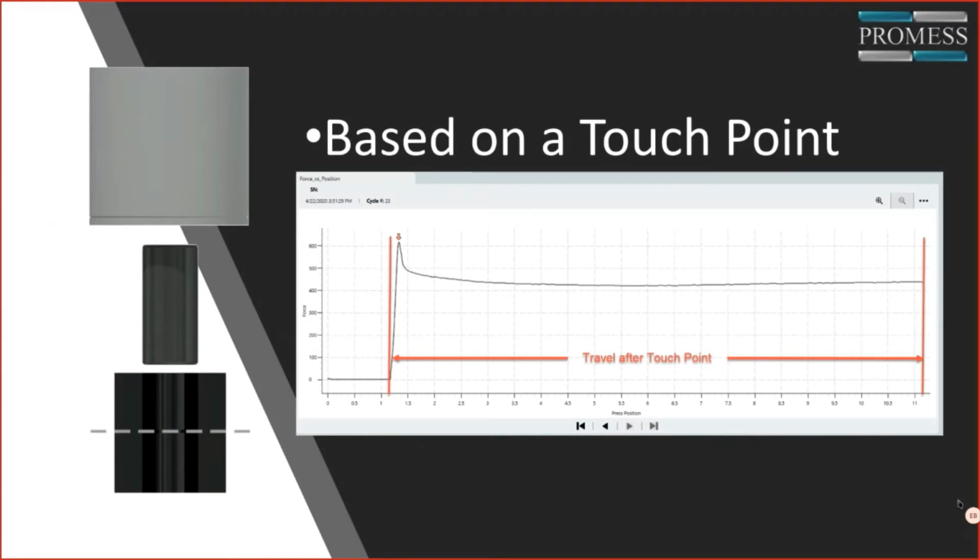Using integrated force sensors, the press can move to a small force to be able to locate the part and find that touch point. And then from there, you can move a relative distance. This allows you to press to a position based on where you contact the part, instead of just pressing to a position out in space.